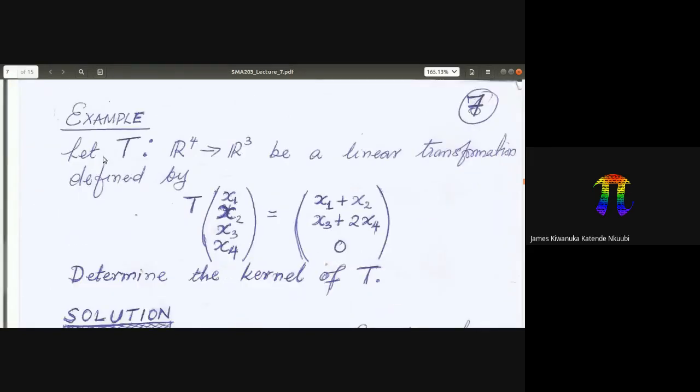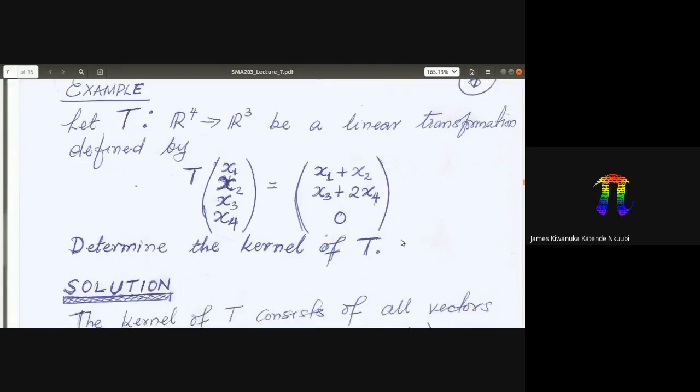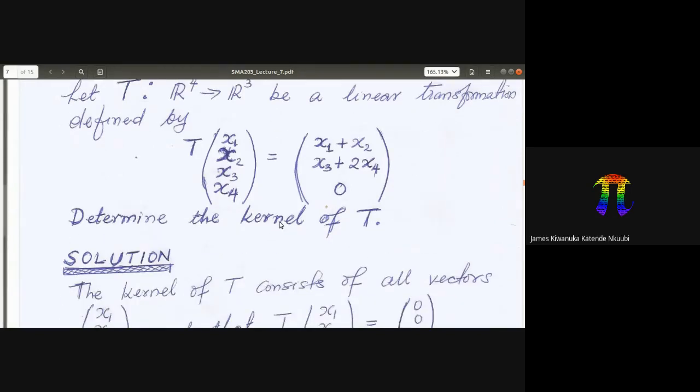Here is another example. Here it's a slightly bigger space. We have R4 to R3. And we have the linear map defined by this. X1 goes to X1 plus X2. X2 goes to X3 plus X4. And then the third one is just 0. That's it. So we need to find the kernel of this map. Again, you need to convince yourself in your own time, prove that this is a linear map.